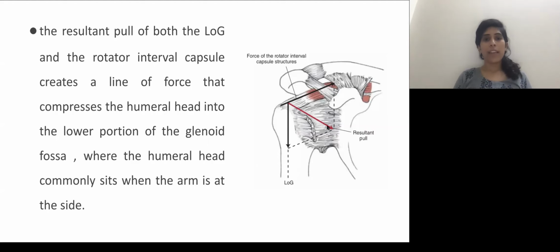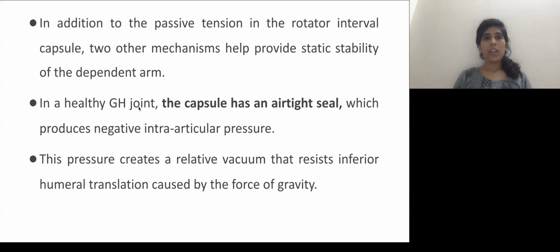into the glenoid cavity. Okay, so whenever the patient is in the resting position, this rotator interval capsule has a major role to maintain the GH joint position, and which helps to compress the GH joint and maintain the stability. In addition to these rotator interval capsules, we require other mechanisms to maintain this stability.